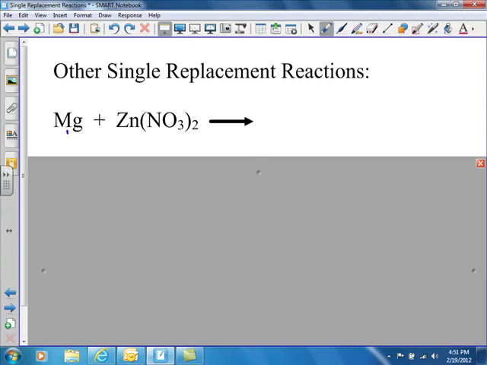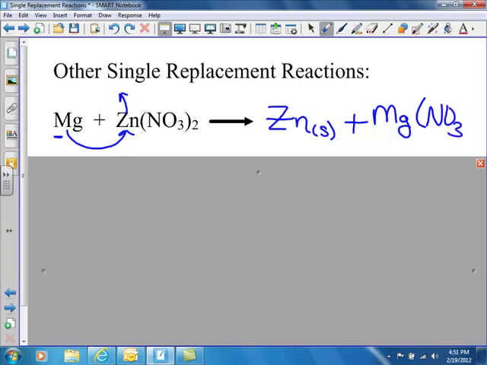And this magnesium is going to come in and kick out that zinc. So that zinc becomes the solid. Now, this magnesium is then going to bond with the nitrate, and you have to predict what charge magnesium will be. We've done this enough that you know magnesium is a +2 charge, so I'm going to write magnesium nitrate. That would be the reaction that's going on.